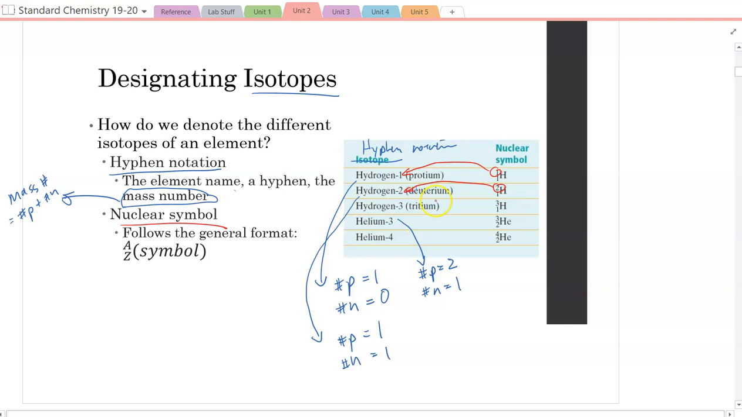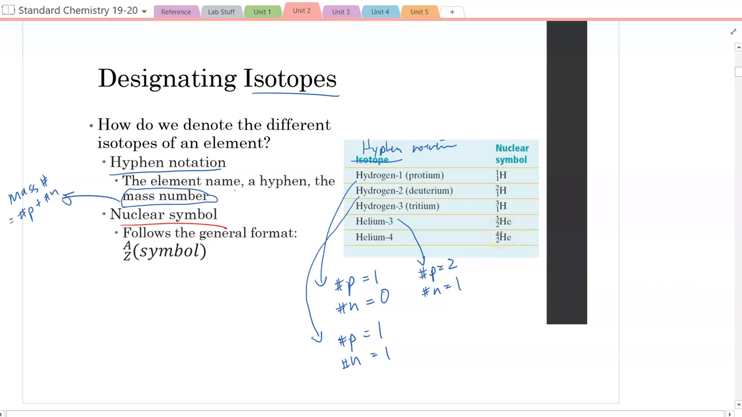This 2 right here comes from the mass number. This 3 on top comes from the mass number. What about the numbers on the bottom? Well, those come from the atomic number, 1, 1, 1. They're all the same element, so you have 1, 1, 1 there. Whereas in helium, you have 2 and 2 on the bottom, but the top is 3 and 4.